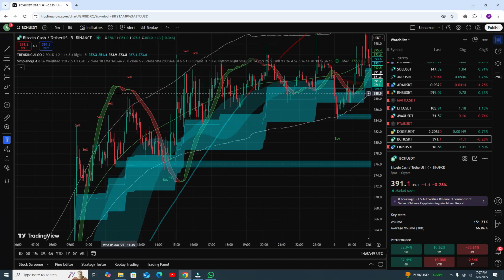Okay, now how you can add the indicator in your TradingView chart and how you can get this indicator.